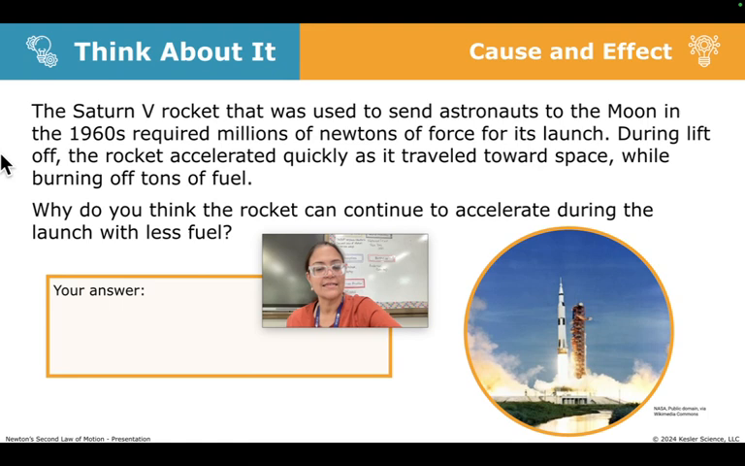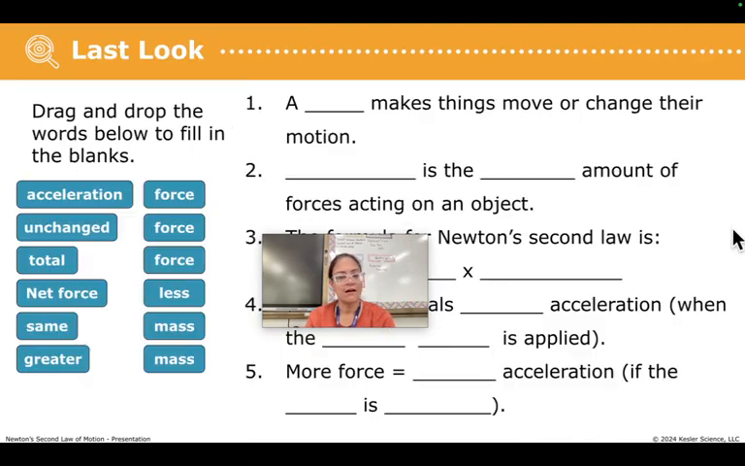Why do you think the rocket can continue to accelerate during the launch with less fuel? Why do you think? Think about that. So as it goes up into space, it is burning fuel. So the longer that rocket is going, the less it weighs because more of the fuel has been used and is gone. So that rocket is lighter and lighter and has less and less mass, and it takes less force for it to go. So it can continue accelerating because it doesn't have as much mass in it because that fuel got burned up and is gone. So I love rockets.